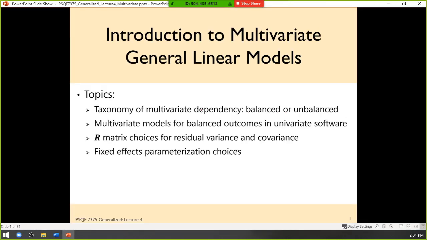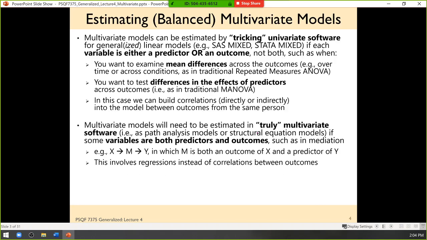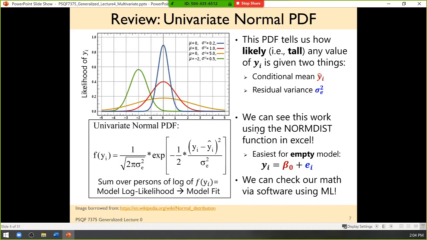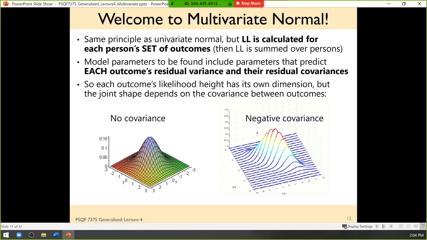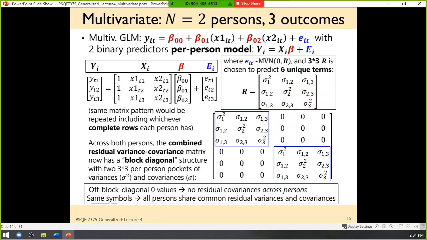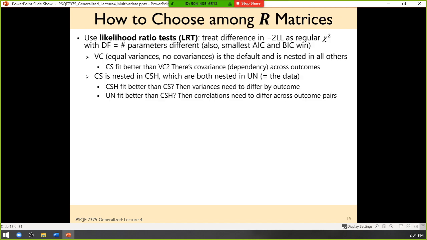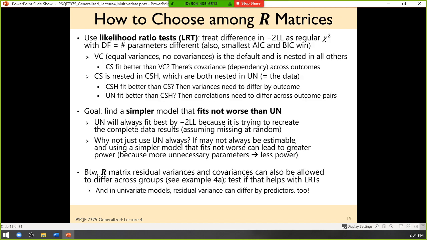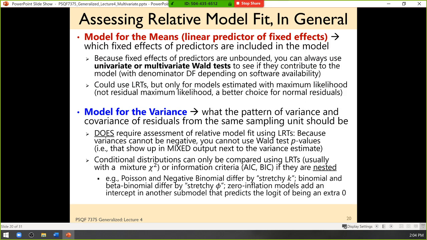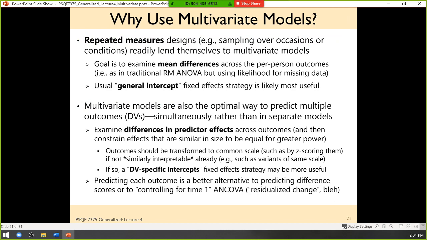Then what do we have left? What do we have to talk about? How to set up models. That's where I want to go with this. So I'm scrolling through the stuff we already talked about. Setting up the R matrix is the new part in introducing multivariate models. But changing how we specify the fixed effects is also potentially something that you need to worry about.